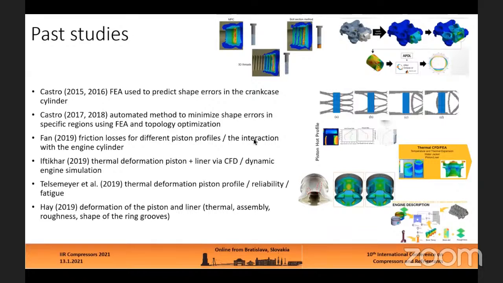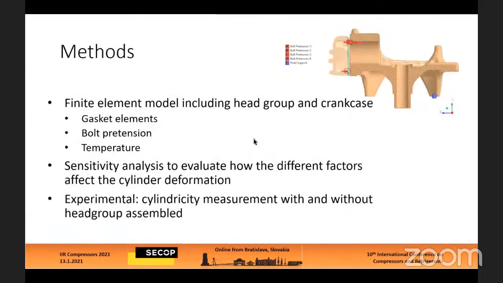And also this work from Telsemeyer, the thermal deformation of the piston profile, but here they were interested on the effect on reliability and the fatigue of the piston. We're having some cracks around here, and then studying these deformations here, they could improve the design. And also, study the deformation of the piston and the liner, considering thermal, assembly loads, roughness, and the shape of the piston grooves and how it's affecting the deformations. And finally, the results on the engine design in this specific case.